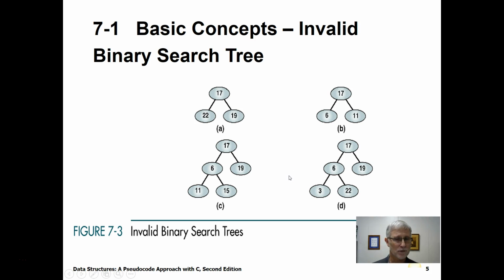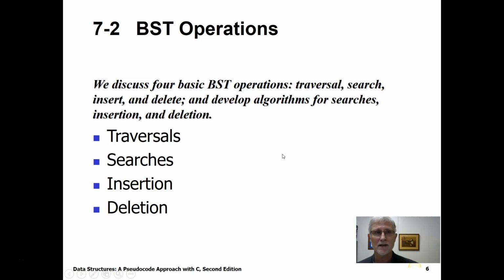So, 3 basic rules. Just keep them in mind, because one of the couple of homework assignments is giving you a set of numbers, and you're going to create a binary search tree. Now, okay, I've got it created. What are the things I can do with it? Well, one, I can traverse it. I can search, I can insert, or I can delete.